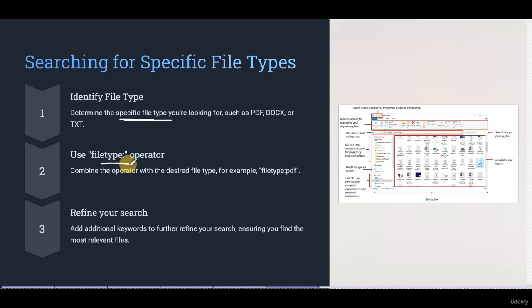After that, we can use the filetype operator, which we can combine with the desired file type. For example, this is one of the examples which we use in Google Dorking. So this is filetype colon PDF. Then we have refine your search. We can add additional keywords to further refine a search, ensuring we find the most relevant files. So this is easy to understand.